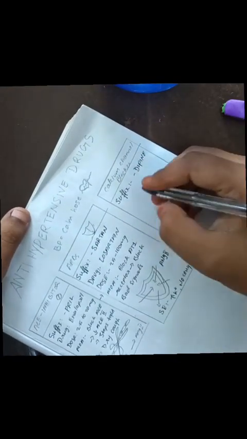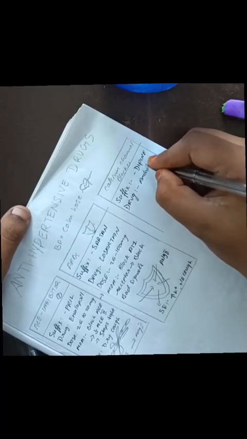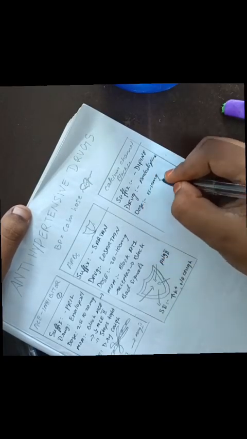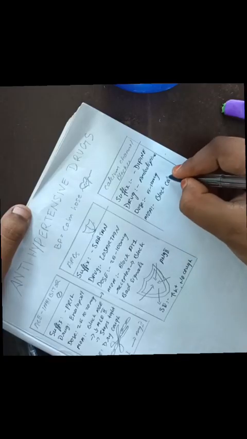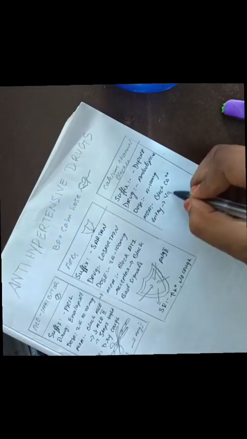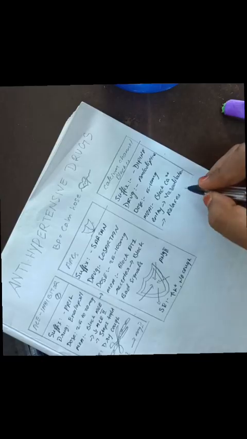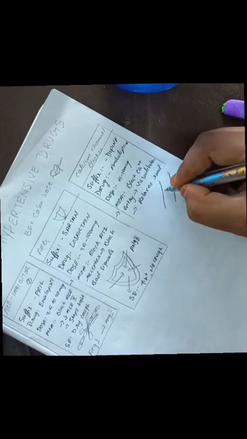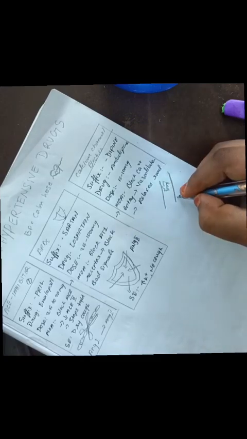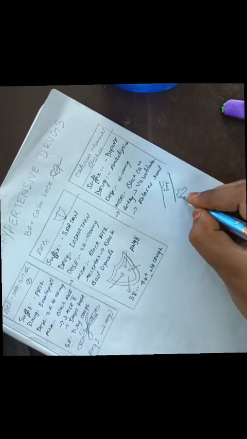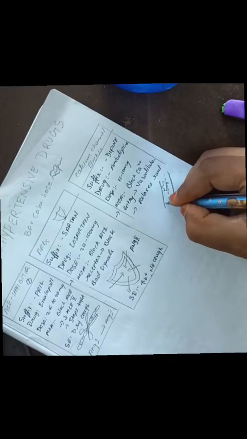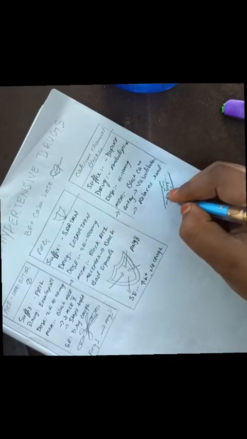So, the third would be calcium channel blockers. The suffix for this will be DIPINE. Example amlodipine. Dose would be 5 to 10 mg once daily. The mechanism of action: see this artery with calcium. The calcium channel blocker blocks calcium entry. So less calcium is equal to the vessel relaxes, which relaxes the road, where the BP falls.